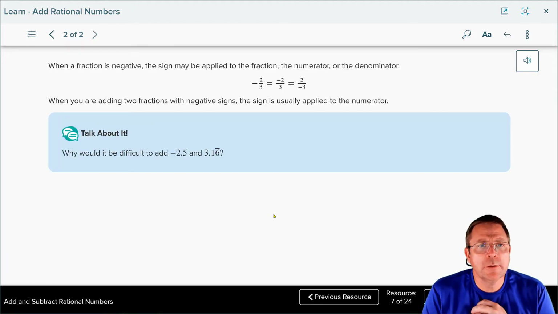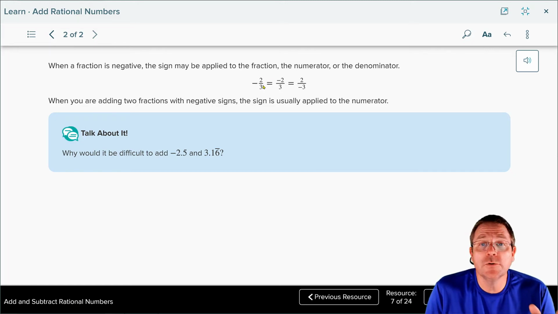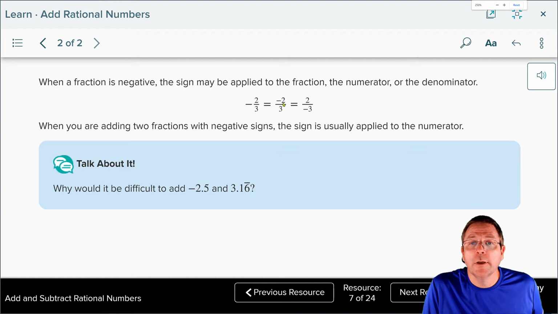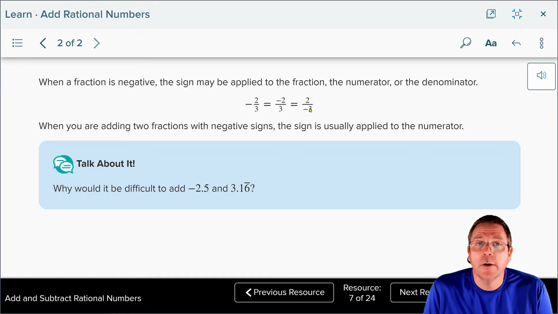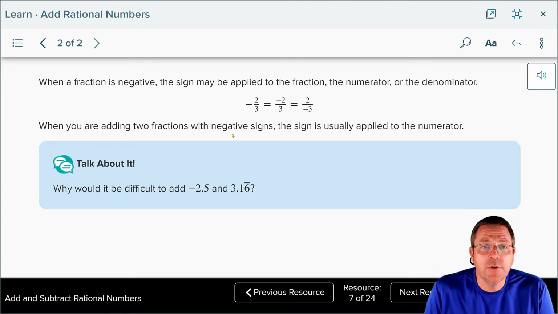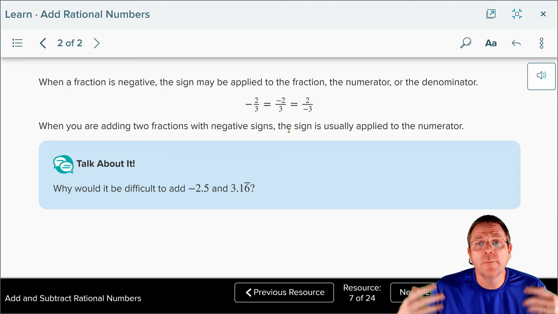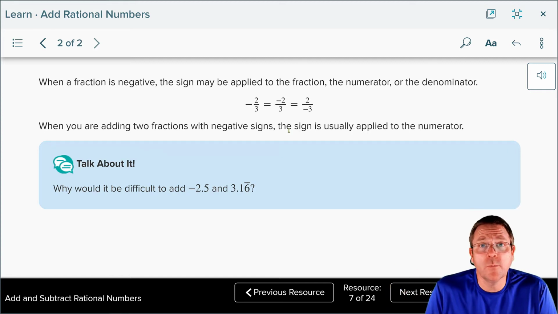When a fraction is negative, the sign may be applied to the fraction, the numerator, or the denominator. As you see here with negative 2/3, you can put the sign in the numerator like you see there with negative 2, and you can put it in the denominator like you see here in negative 3. If you were adding two fractions with negative signs, the sign is usually applied to the numerator. So if you're going to be adding or subtracting them, general rule, just stick that sign in the numerator and go with it. It really doesn't make a difference where it goes.